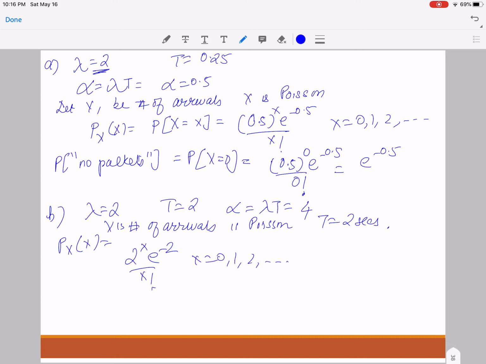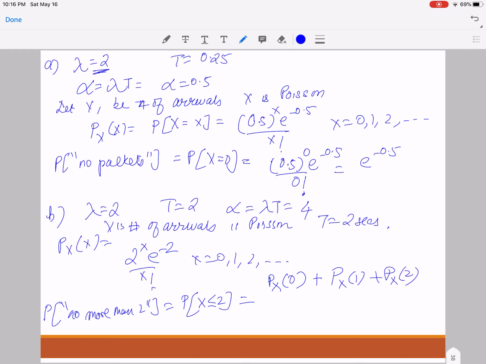And I'm interested in no more than 2, which means that I'm interested in the probability that x is less than or equal to 2. X can be 0, implying 0 arrivals. X can be 1, implying just 1 arrival. Or x can be 2, implying 2 arrivals, but no more. So the probability that x is less than or equal to 2 is equal to the probability that x is equal to 0 plus the probability that x is equal to 1 plus the probability that x is equal to 2. I can find these individual terms by plugging in 0, 1, and 2 in the PMF equation.